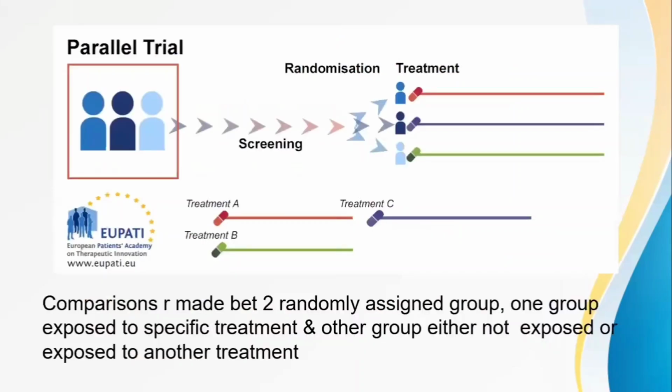And we'll see what a parallel trial is. So comparisons are made between two randomly assigned groups. One group is exposed to a specific treatment and the other group is either not exposed or exposed to another treatment.